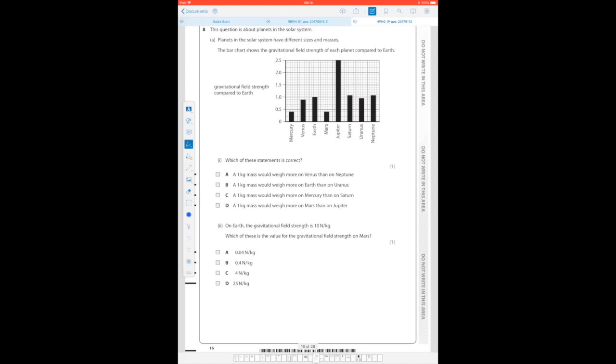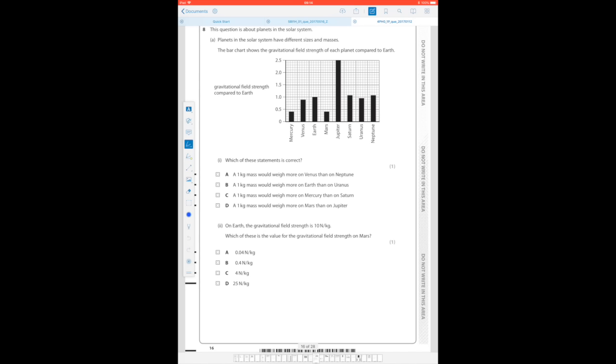But as all good scientists should do, keep checking the final two options. A 1 kilogram mass would weigh more on Mercury than on Saturn. That is incorrect. A 1 kilogram mass would weigh more on Mars than on Jupiter. Also incorrect.